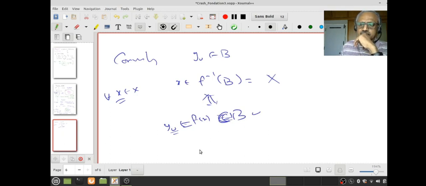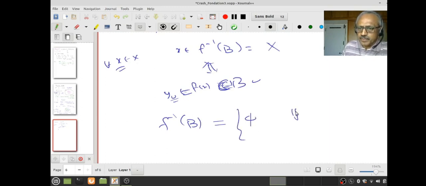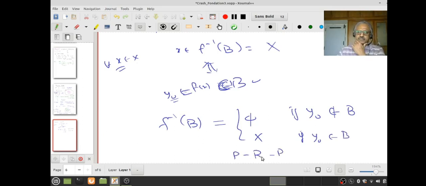Therefore, what is it that you have found? You have found that for any subset B, f inverse of B is equal to the empty set if y naught is not in B, and equal to all of X if y naught is in B. Take some time, go through this, pause, proceed, and then pause, review, and then proceed.